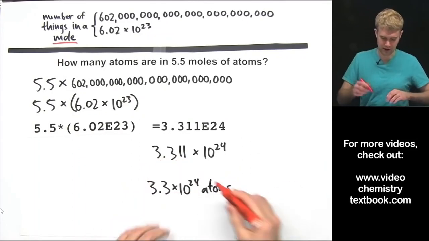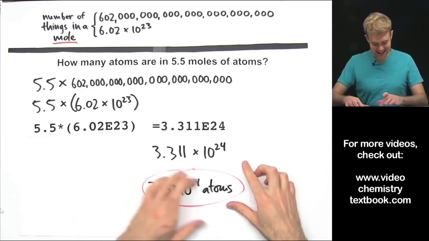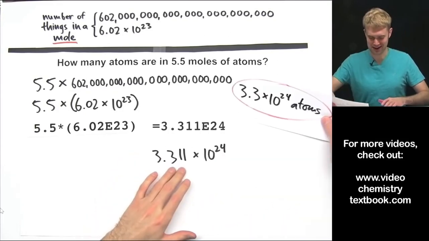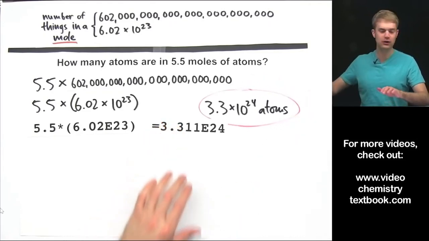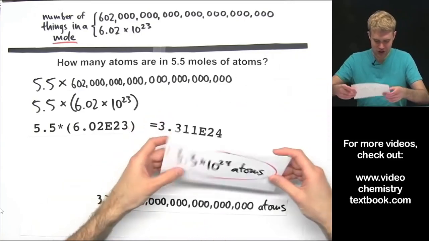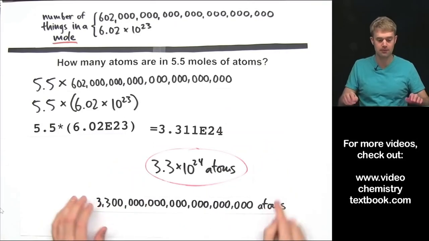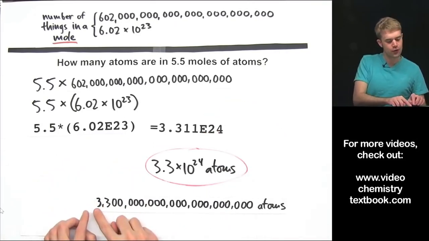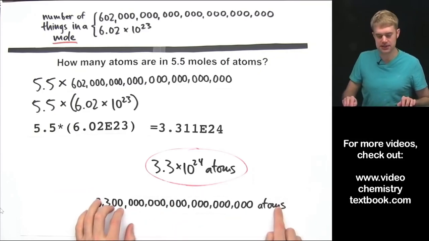This is our final answer. Now, so many people see a number like this, 3.3 times 10 to the 24th, and they don't think of it as a real number. So please keep in mind that this number is just a shorthand for this super, super long number with all these zeros. This is 3 heptillion, 300 hexillion atoms.